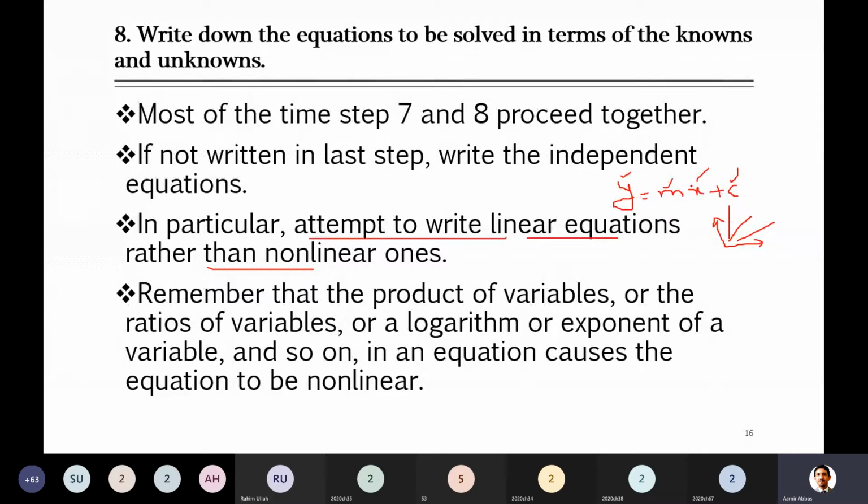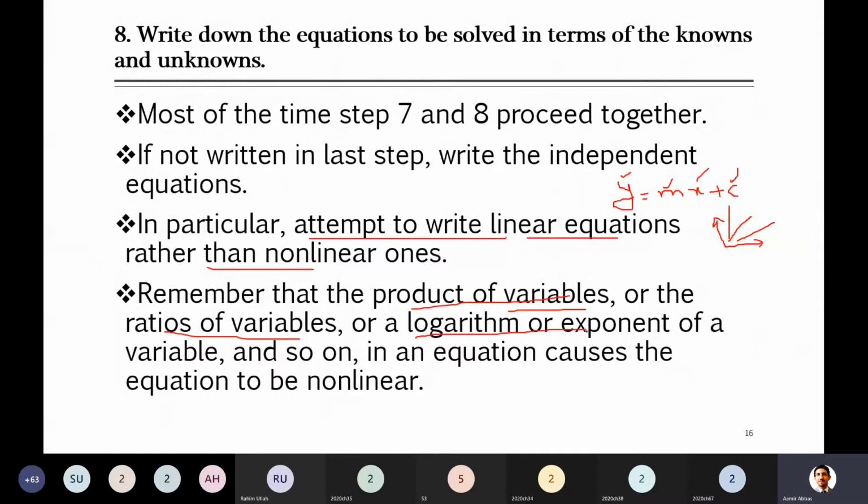For example, if I write y is equal to mx square, then it is no more linear, it becomes a non-linear equation. So here you will have a non-linear equation in the form of a product of variables. For example, there are two concentrations which are multiplied together. When the power is more than one, definitely it becomes non-linear. Then sometimes there is a ratio of variables. For example, in the last lecture there was an example where the ratio between two components was given as 0.9 or something. When there is a ratio of variables, that is a non-linear equation.